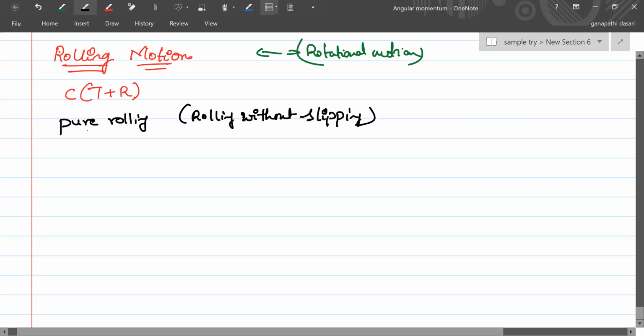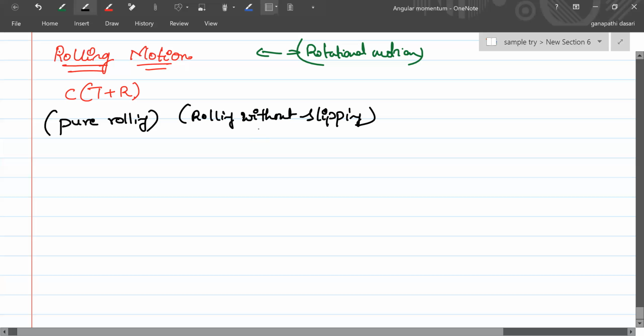There can also be rolling but not pure rolling. It will have slipping along with rotation plus translation. For example, when your tire is stuck in the mud, can you imagine there? It rotates more than it slides, isn't it? The translation motion will be less, but rotation motion will be more. Sometimes when you apply the brakes, the tire slides more than it rotates, right? So there are two kinds of rolling, but they're not pure rolling.